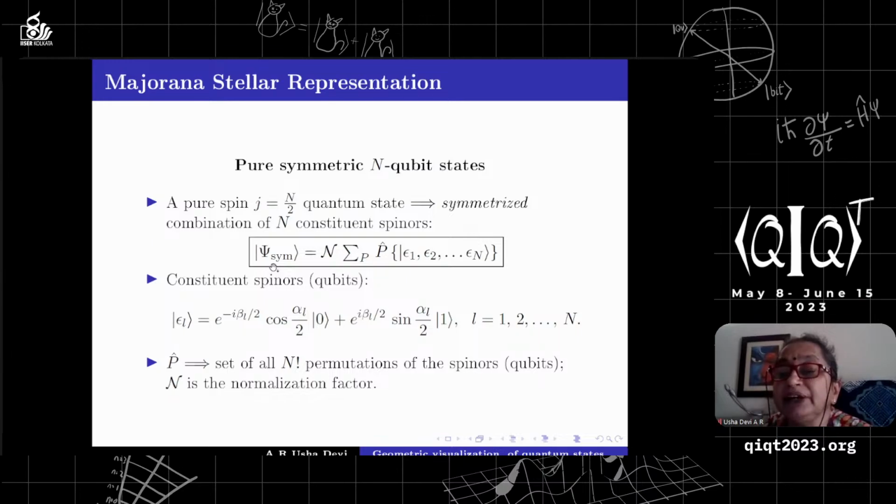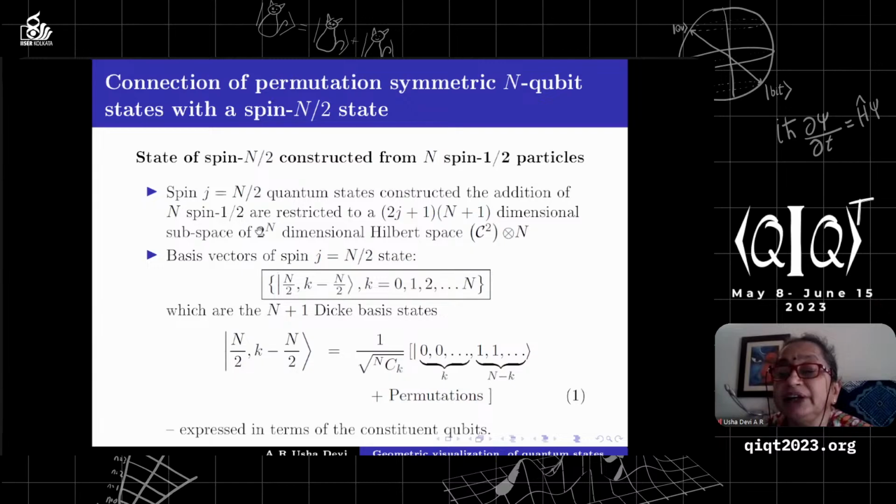Now what should I do? Let us only restrict to a spin J state, and the dimension of the spin J state is 2J plus 1. There is an error here. 2J plus 1 is equal to, J is n by 2.